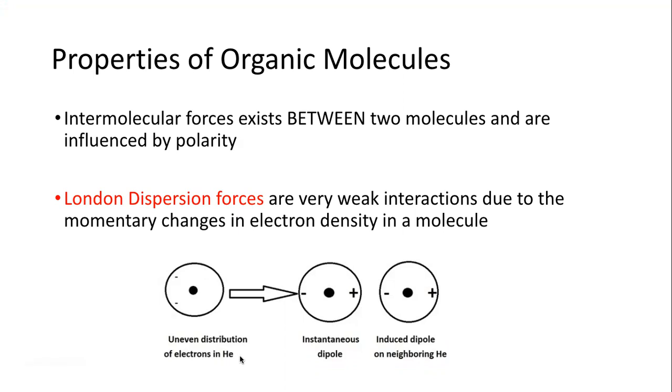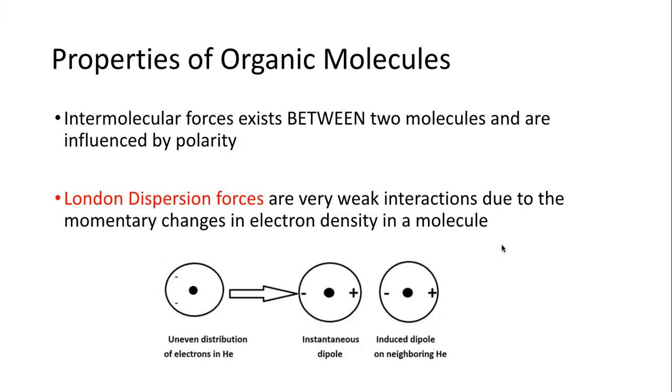So in this example, we're looking at helium, and it has two electrons. Sometimes the electrons can all be on, for this example, the left side of the molecule. Because of that, you have this instantaneous moment of one half of the atom or molecule being negative and one half being positive. If you have most of the electrons on the left, then you don't have them on the right. That means you have this momentary negative charge and momentary positive charge.